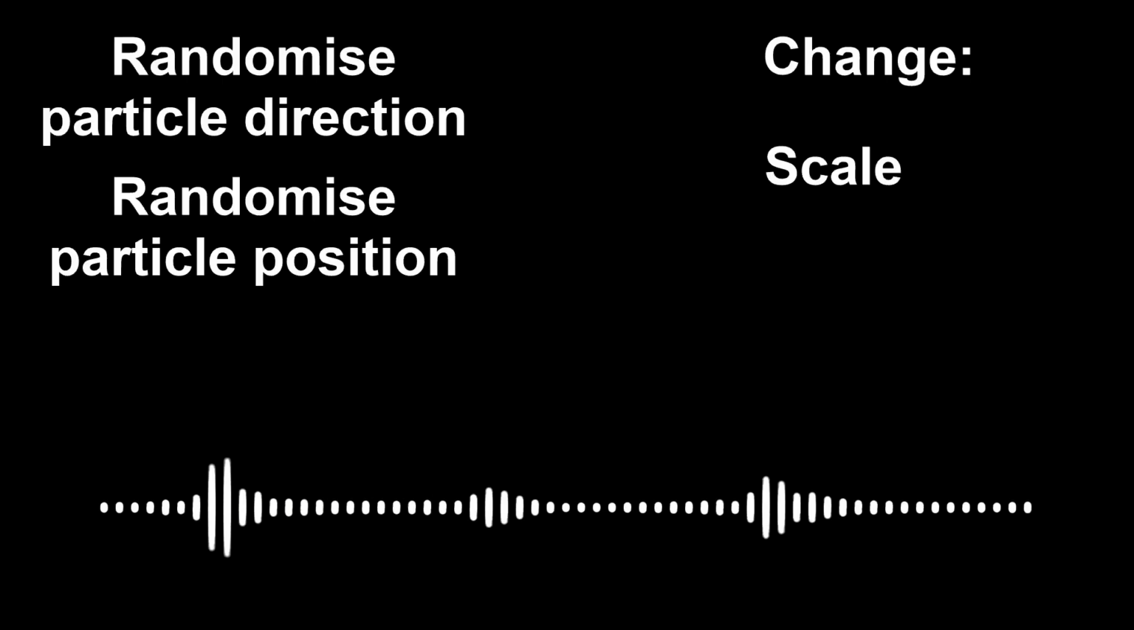This may seem like our particle system is finished, but no. We still need to randomize particle direction, randomize particle position, and change the scale, alpha, and rotation over time. So let's start with the randomizer.